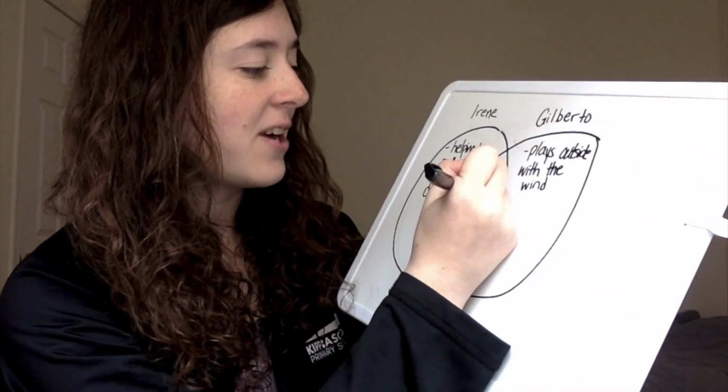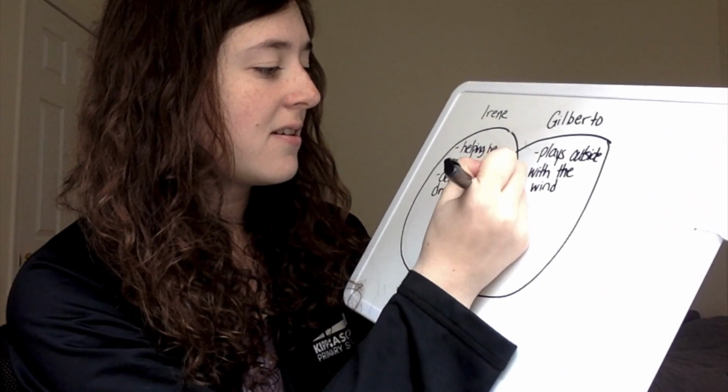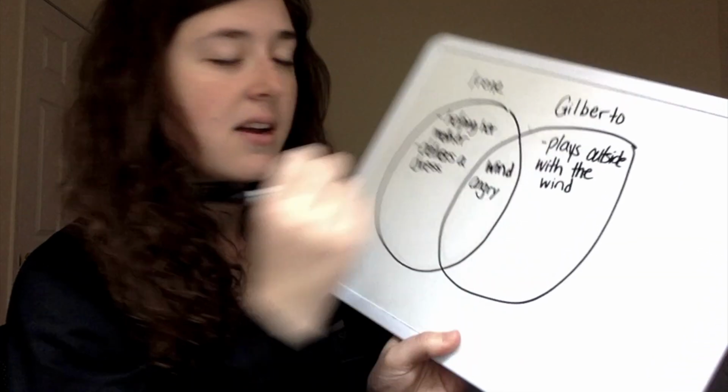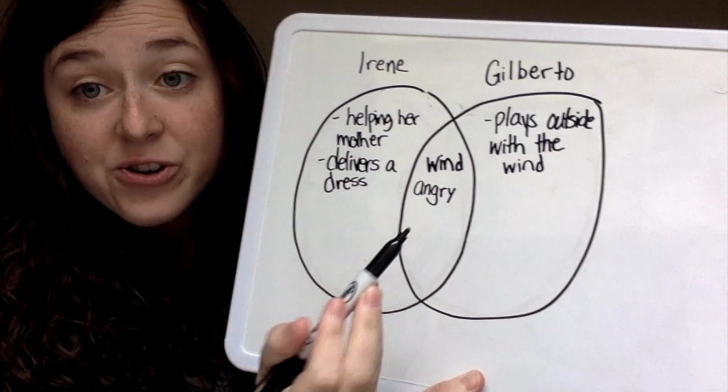Yeah, there were parts where Gilberto was pretty angry, like when the wind refused to fly his kite for him, and he said, Wind, I do not like you today. So both of them felt angry at some point in the story. So I'm writing angry right in the middle.